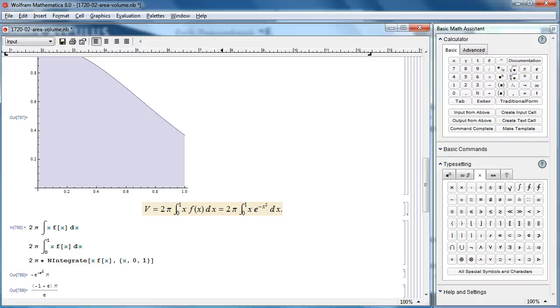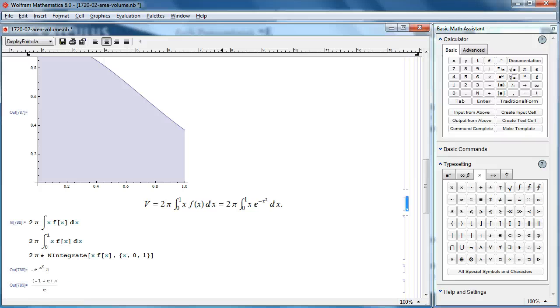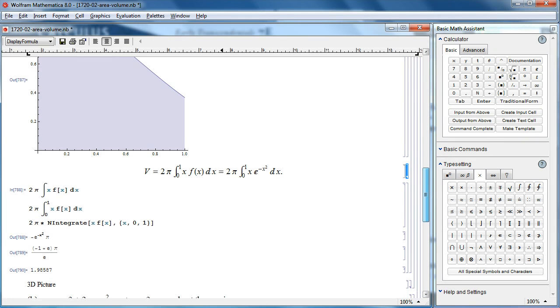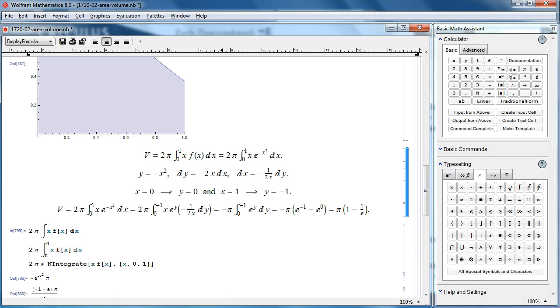Now, how do you do this kind of integral? You'll have to do some kind of substitution. And if you open it, here it is: y equals negative x squared, dy equals negative 2x dx, and so on. No cheating. I'm going to ask you to do these kind of things on your own, and look up the answer key only when it is necessary. Here is Mathematica's computation. In the end, you'll have to have this kind of answer. Does it match? Yes, pi times 1 minus 1 over e. Yes, that matches.